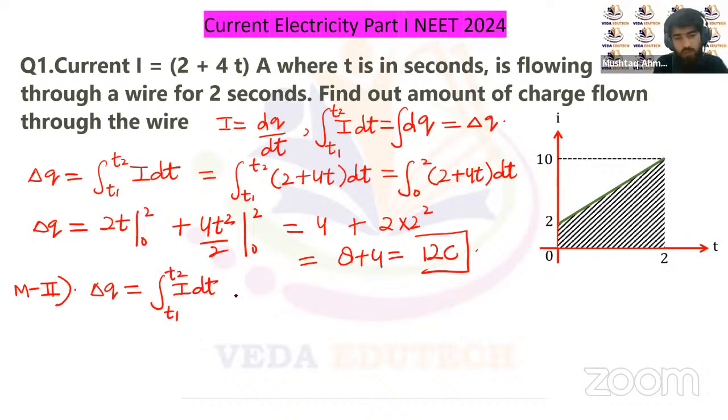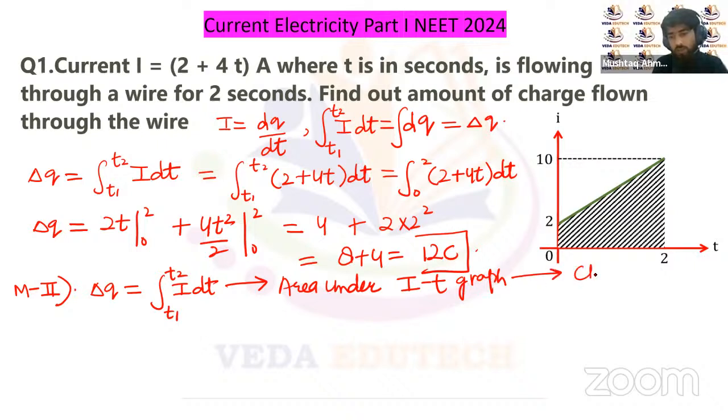Now this represents the area under the current-time graph, and that's equal to the charge flown. So the area under the current-time graph gives the net charge flown in a given time.